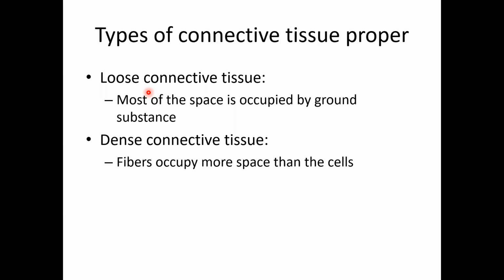Now, there are two major types of connective tissue proper: loose connective tissue. In loose connective tissue, there's a lot of ground substance. Cells, some fibers, lots of ground substance. And then there is dense connective tissue. In dense connective tissue, it's mostly fibers. In fact, the fibers take up more space than even the cells.